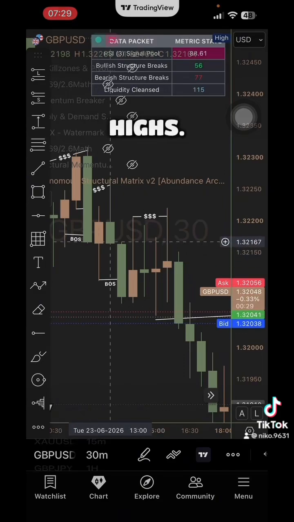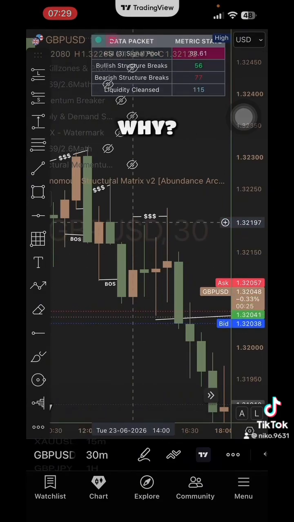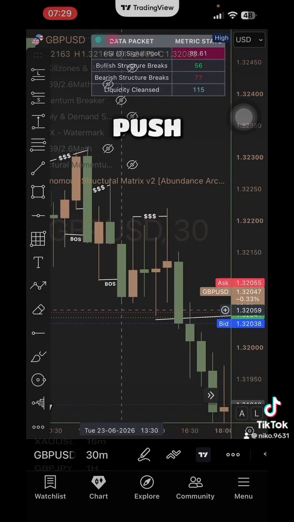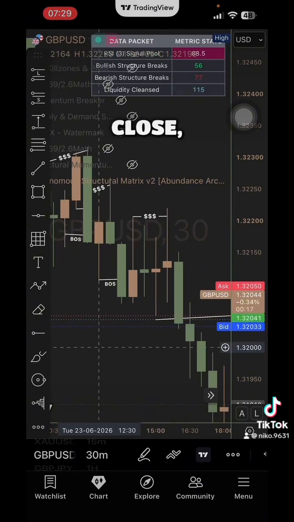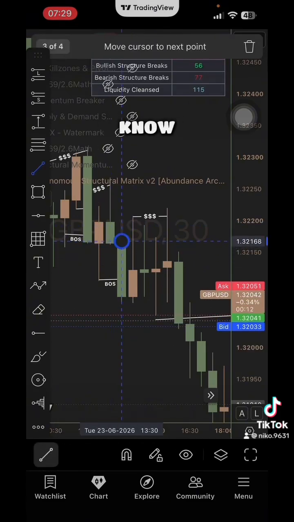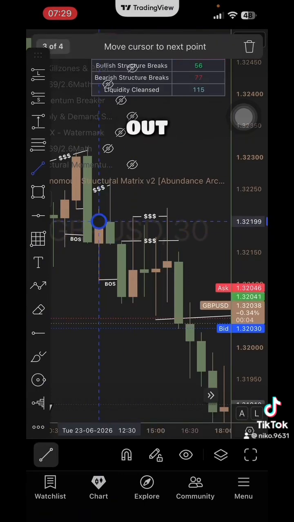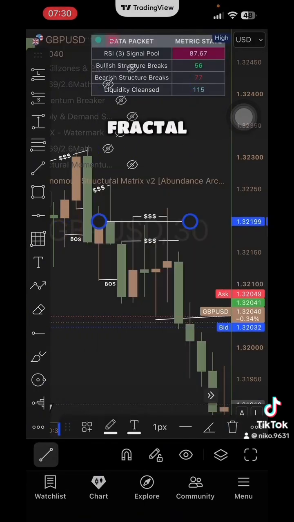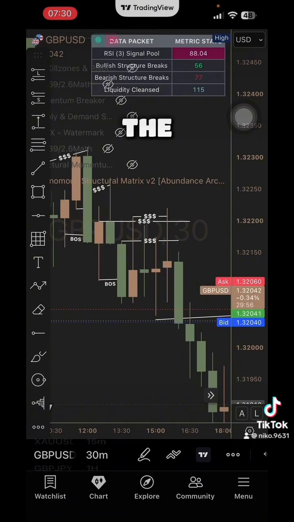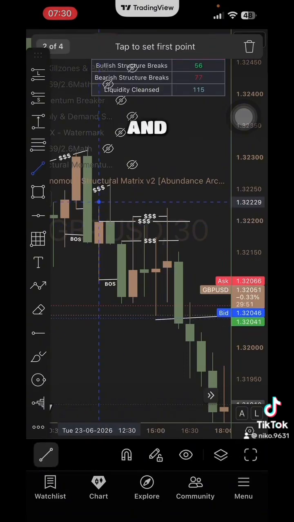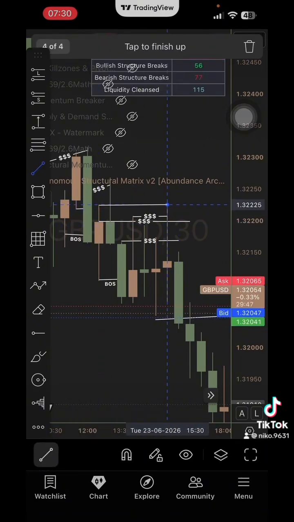Therefore, observe the highs. Why? Because they will grab liquidity before creating that push that we all want. So as soon as this candle is closed, you start to map out the highs because you know there will be liquidity that will be targeted. Once you mark up the highs, you start by marking up the open and the close price because there will also be fractal liquidity that can be targeted. You wait for the market to return to these liquidity points and you allow yourself to position. You understand?